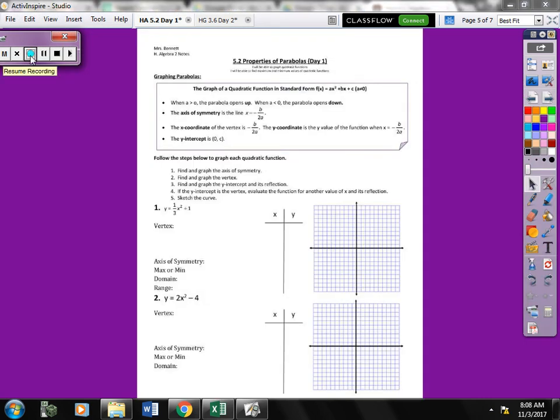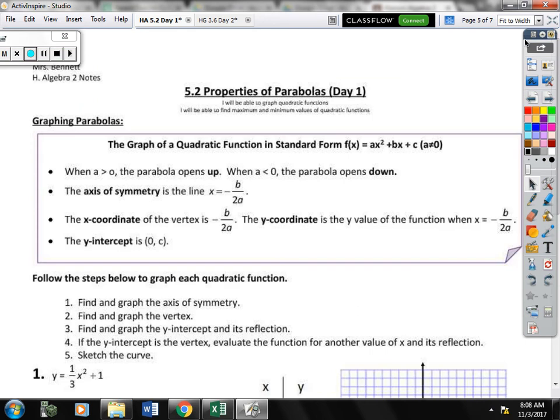Right, then today we're going to be graphing quadratic functions, which are our parabolas. And we'll be able to find the minimum and maximum values. So we know that the graph of a quadratic function makes a parabola.